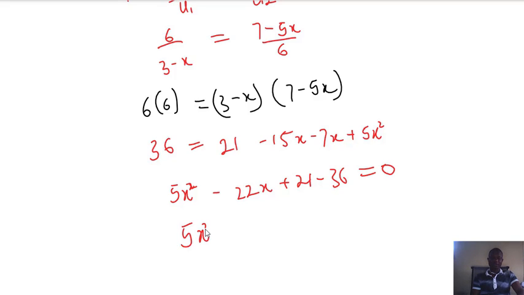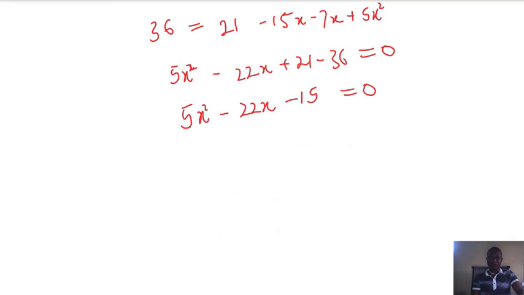So we have 5x squared minus 22x minus 15 equal to 0. We find the product of the coefficient of x squared and the constant, and that will give us minus 75. So what are the two numbers? When you multiply, you get negative 75, but when you add, you get negative 22. So it's going to be negative 25 and 3. When you multiply these two, you get negative 75, and when you add them, you get negative 22.